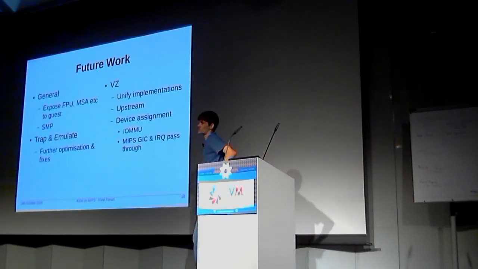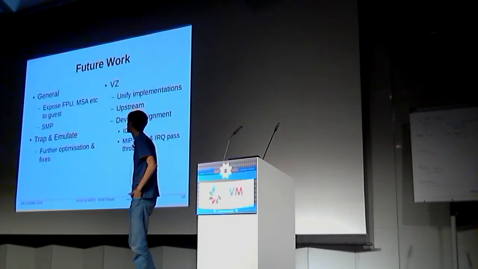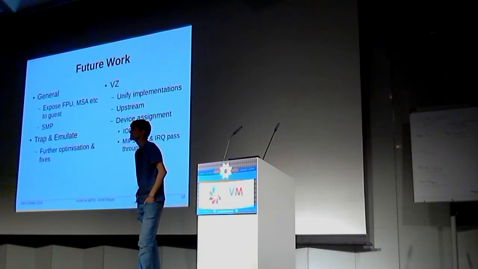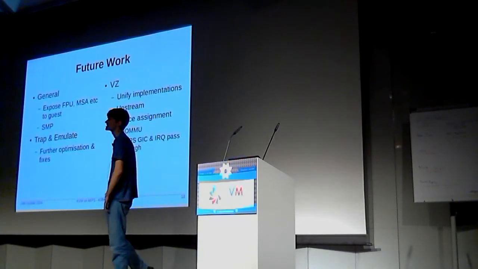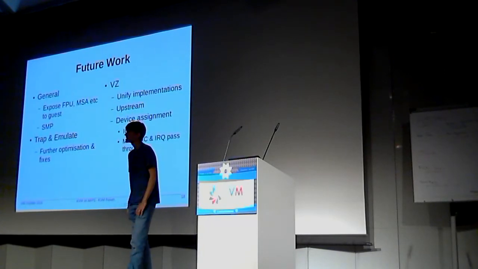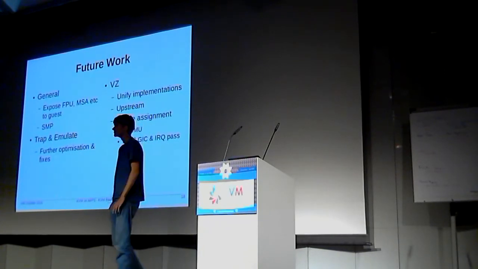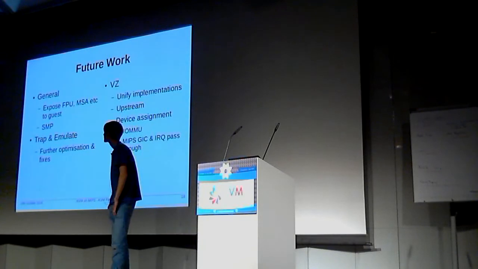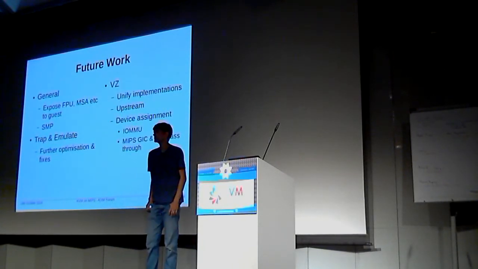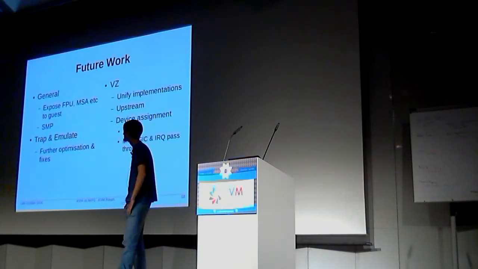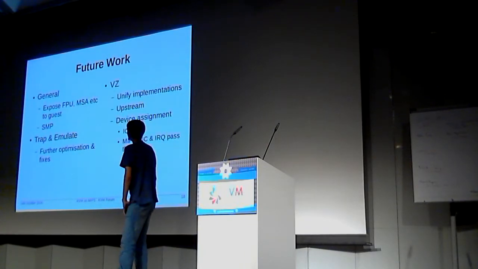So there's plenty more work to do. On the general front, we've got exposing various features to guests, such as floating point and MSA, the MIPS SIMD instruction set. That shouldn't be too much work, but it needs doing. For trap and emulate, there's still low-hanging fruit for optimization, potentially, and a few fixes that need doing.